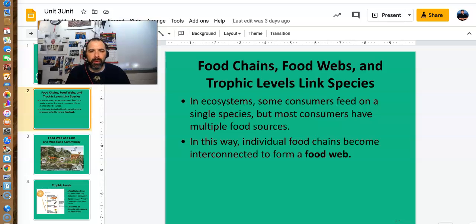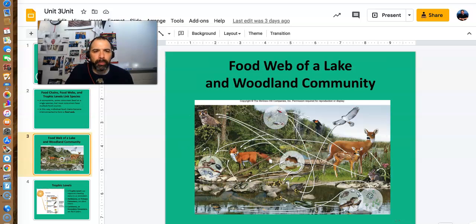So when we talk about Unit 3, we're going to focus on food chains, food webs, and trophic levels, how they link species. This should be a review from biology, but what we need to know is that in ecosystems, some consumers feed on a single species, but most have multiple food sources. In this way, an individual food chain can actually become a food web. And food webs are a much better representation of what's occurring out in the environment.